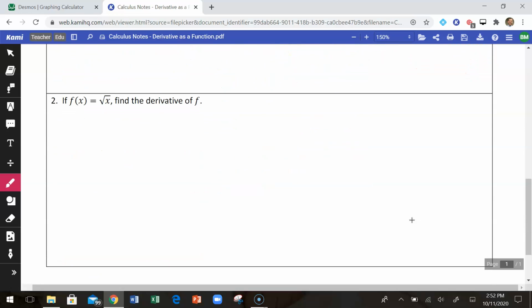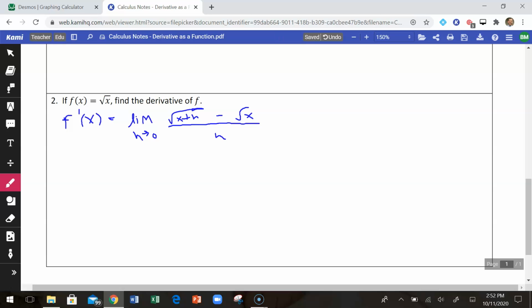Alright, I'm going to go ahead and jump down and do another example. This time our function is a radical. It's the square root of x. Again, I want to find the derivative, so we're going to do f prime of x equals the limit as h approaches 0 of f of x plus h, which is the square root of x plus h, all inside the square root there, minus f of x, so minus the square root of x, all over h.